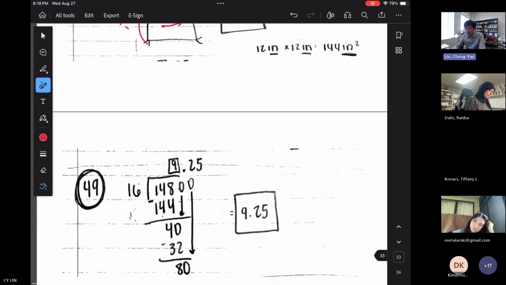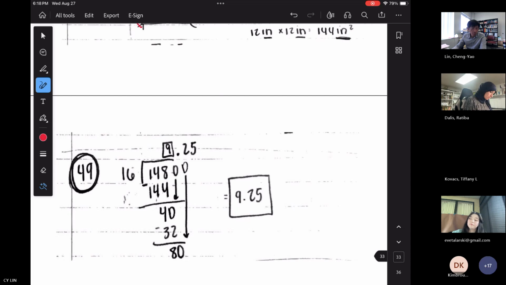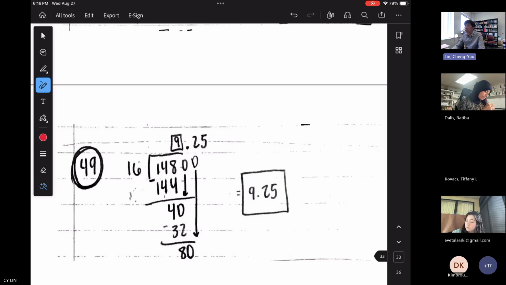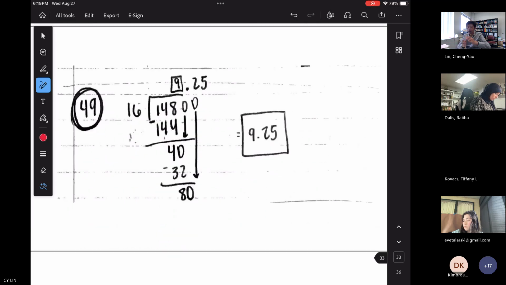Number 49, 148 divided by 16. Okay, I want you to do it again. I'll give you a minute to do this again, okay? Many people make a mistake of 49 or 50. Take a minute, do it again.